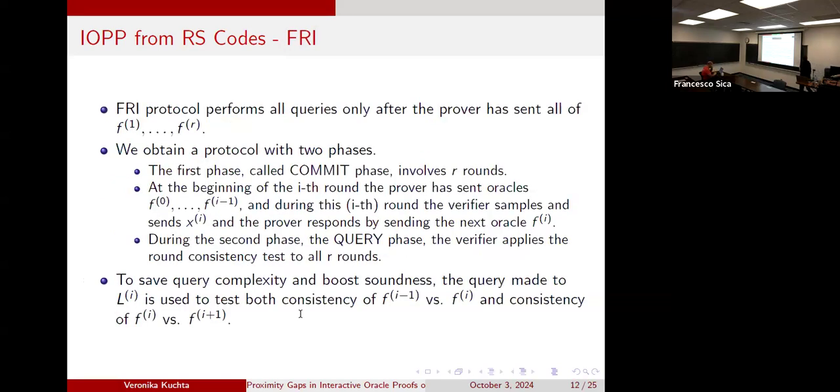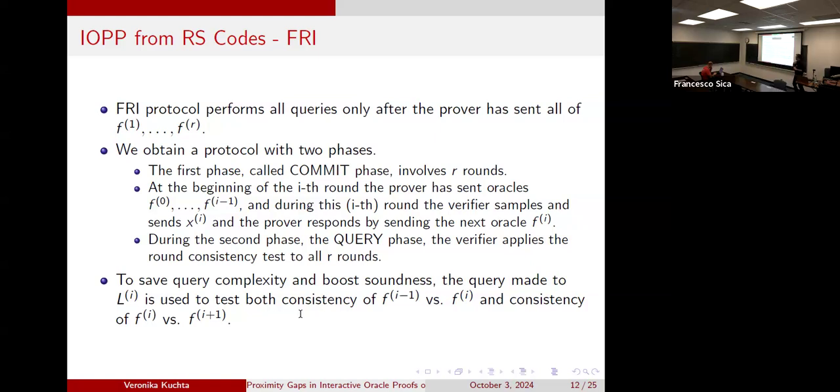And here is a little bit more about how this FRI protocol is put together. In the FRI protocol, the verifier performs all the queries to the prover only after the prover has sent all of those polynomials F1 to Fr, which are computed in all R rounds. And then the FRI protocol is run in two phases. The first phase is the commit phase, and the second phase is the query phase.